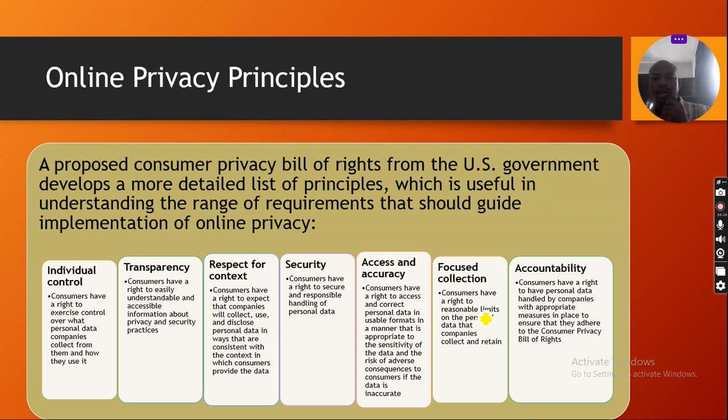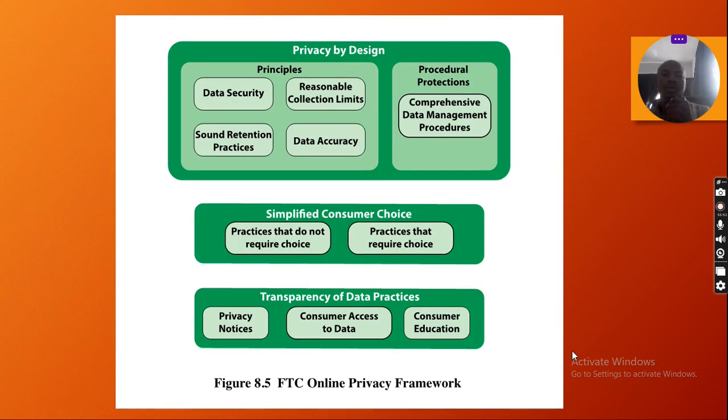Then focused collection. Consumers have the right to a reasonable limit on the personal data that companies collect and retain from them. Then accountability. Consumers have the right to have their personal data handled by companies with appropriate measures in place to ensure that they adhere to the Consumer Privacy Bill of Rights that they have signed. Okay, now let's move on to the next one.